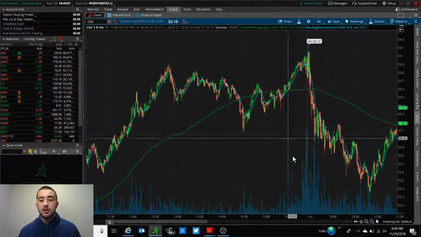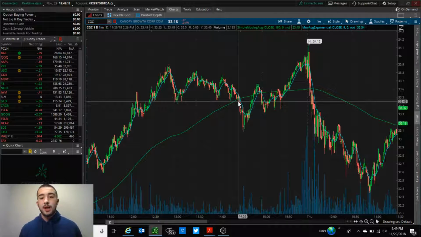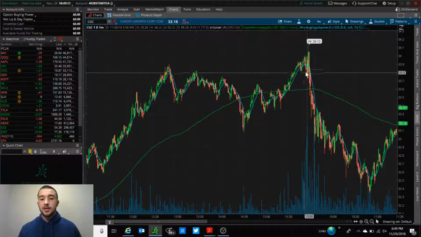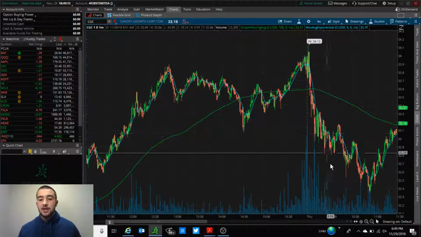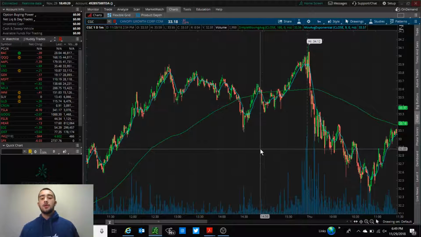Right about here, people will see the volume start picking up and think, okay, this is a great buying opportunity. But that's not always the case. As you see here, this had a massive sell-off. Really high volume, but a massive sell-off. So to understand whether the volume is going to be good or bad, you want to use other indicators.